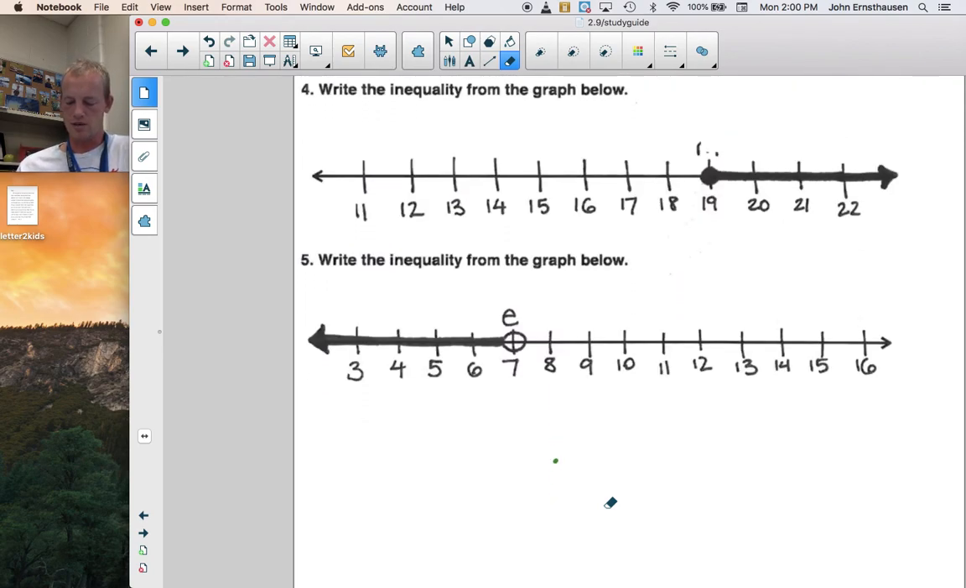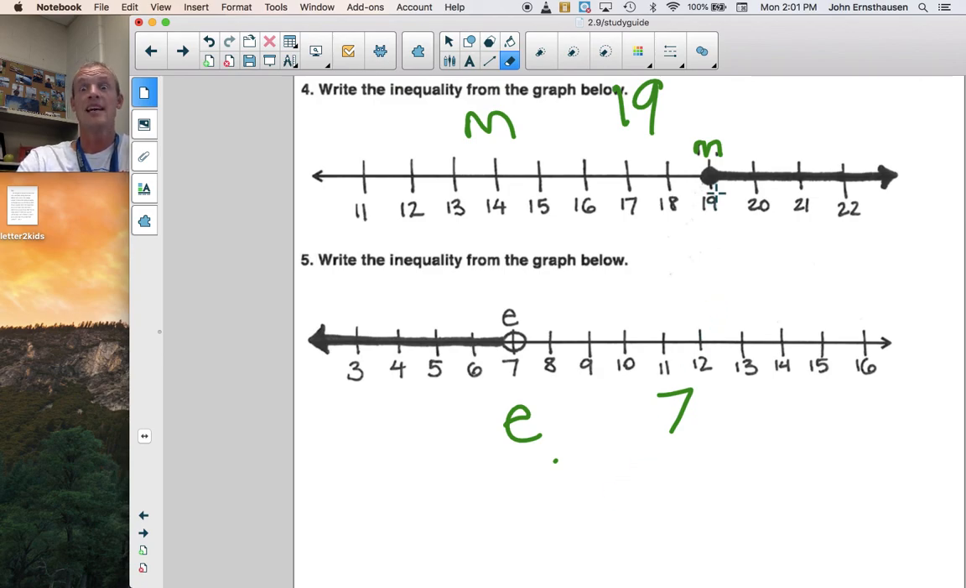So for this one, it's going to say, we're going to have an M, all right, and it's going to be M and 19. If you need to, look back at the examples of how we did the other ones. And then down here, it's going to be an E and a 7. So if you look at 4, it looks like it's going to the right. If you look at 5, it looks like the arrow is going to the left. So think, what are you going to do for your signs? Is number 4 shaded in? Hint, hint. Is number 5 shaded in? No, so that should tell you something about the or equals to.